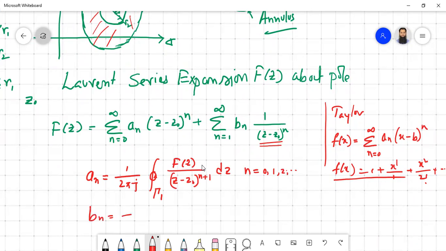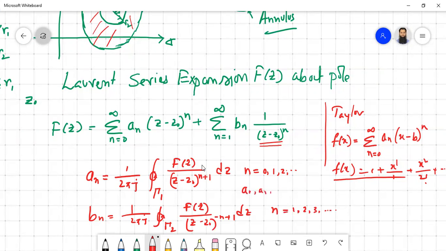And b_n equals 1 by 2 pi j times the anticlockwise encirclement of the inner circle of f(z) times (z minus z0) to the power minus n plus 1, where n starts from 1 and goes on. So basically, as you can see, the coefficients for a are a0, a1, a2 and so on, and for b they start from b1, b2, b3 and go on.